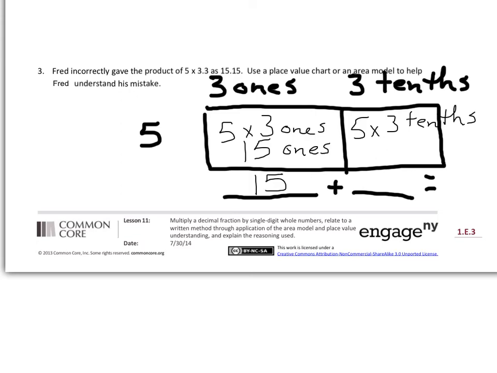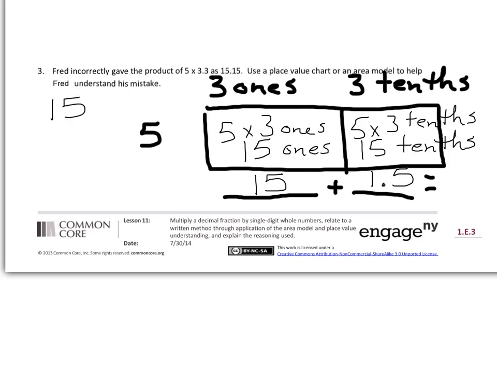15 ones would be represented as 15. In the next box we have 5 times 3/10. 5 times 3 would be 15 tenths. Now, how would you write 15 tenths? 15 tenths would actually be written out as 1.5. You can only have one digit in the tenths place, so the 1 would move over to the ones place. Now let's solve.